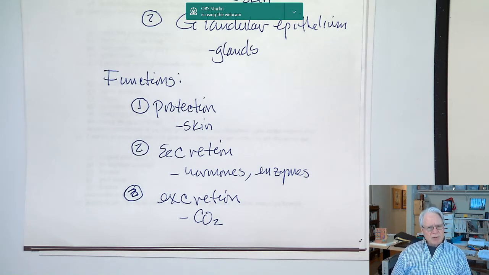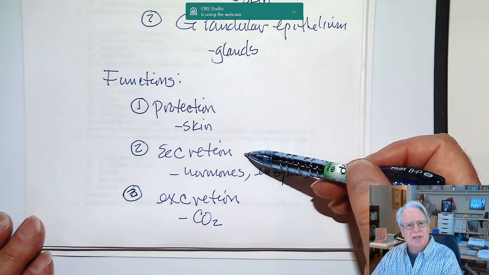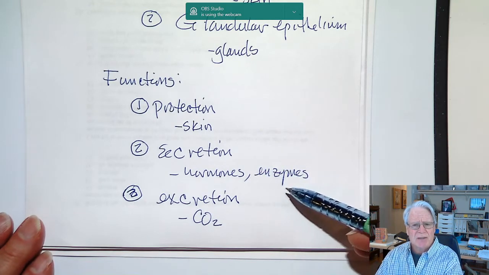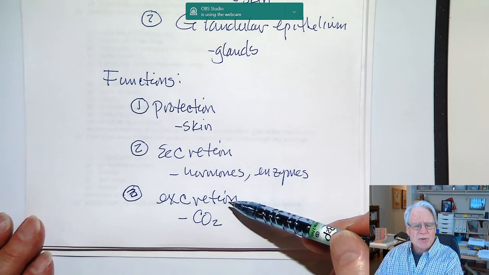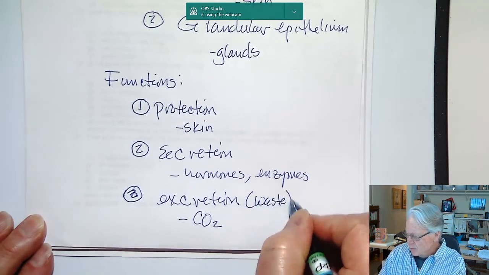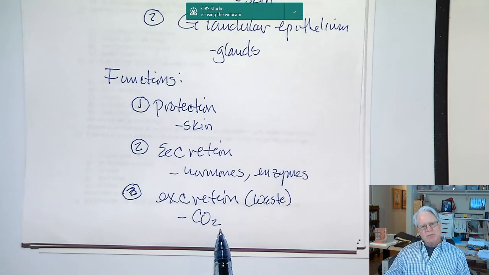So what's the difference between secretion and excretion? Secretion is a substance that your body is going to use. It's a useful substance. It's something that has a useful function in your body, such as enzymes, such as hormones. Okay? Excretion is waste. So basically what we're talking about is we're getting rid of something that you don't need. It is a waste product, and you excrete that out to the outside world. Carbon dioxide is a waste product.